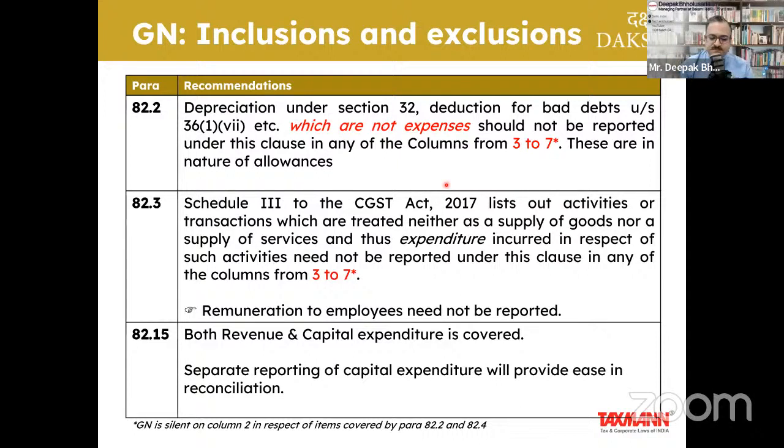In clause 44. Now, very interesting. If I look at table number 44, I mean the table prescribed under clause 44, and for ease of reference I am referring to it as table number 44, there is column number 2 also, and 3 to 7 also. This guidance note, para number 82.2 to 82.3, only talks about column number 3 to 7. But on column number 2, it is silent. So what treatment we need to do as far as column number 2 is concerned, I will take up in the later part.